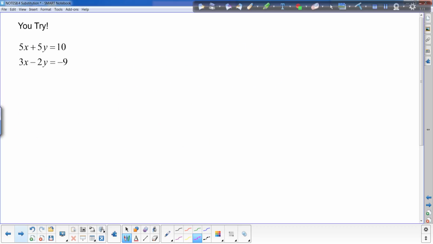Alright. I want you to try this one. Remember, your first step is to pick one of the variables and get it by itself. You can try to get it into x equals or into y equals form. It's up to you, but go ahead and pause the video and start the problem now.